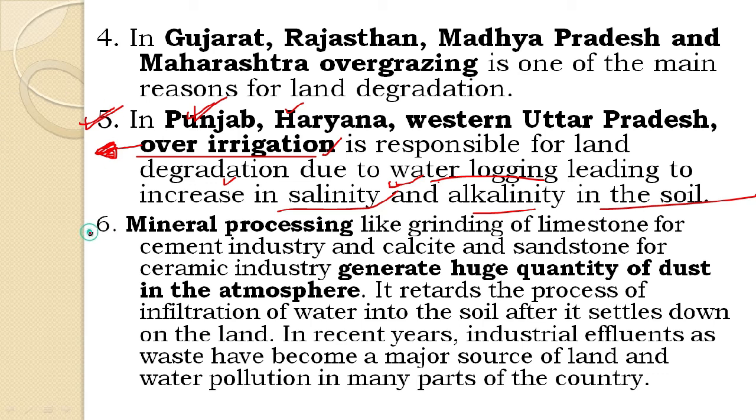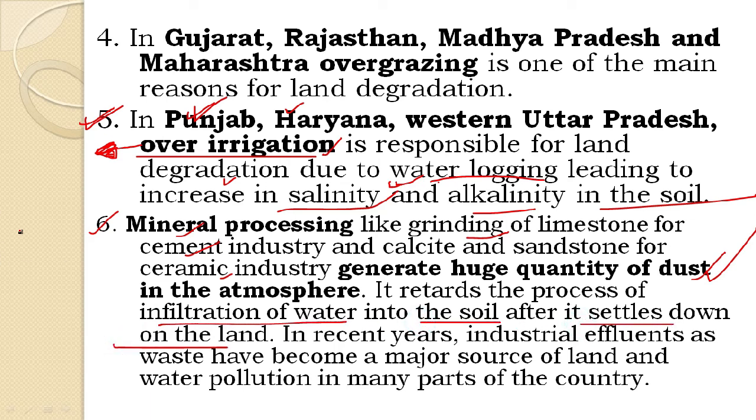We see the next point of mineral processing, like grinding of limestone for the cement industry, calcite and sandstone for the ceramic industry, which generate a huge quantity of dust. Now we see, students, that mineral processing industries like grinding of limestones, etc., generate a huge quantity of dust in the atmosphere. Now what happens? It retards the process of infiltration of water into the soil after it settles down on the land.